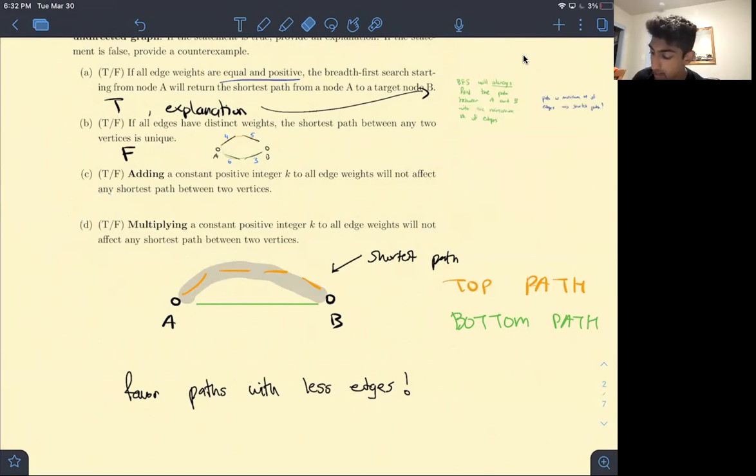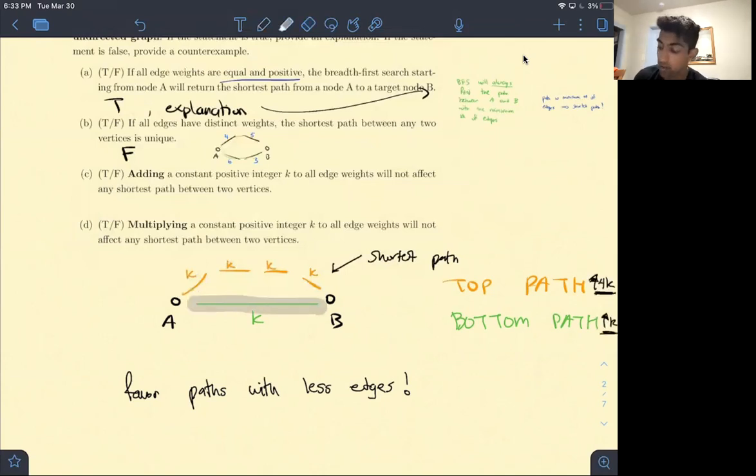The reason is that looking at this top path, which has more edges, if I add k to each of these edges, and I also add k to the bottom path, we see the top path goes up. The total weight of the top path goes up by 4k, whereas the total weight of the bottom path only goes up by k, right? So if this top path used to be the shortest path, after adding k to each edge, the top path could increase in weight so much compared to the bottom path that the bottom path now becomes the shortest path, right?